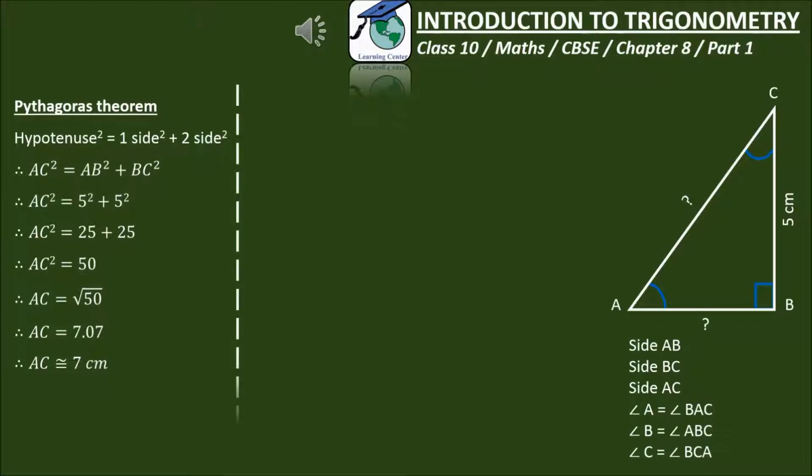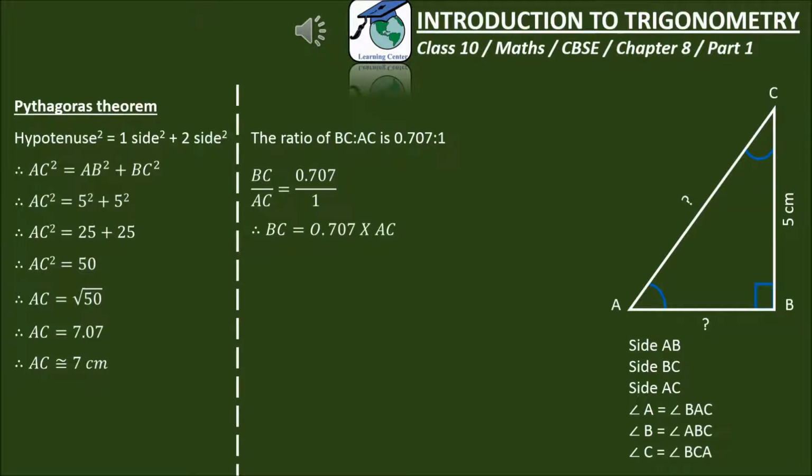This time, suppose that I know the ratio of BC to AC, and this ratio is equal to 0.707 to 1. Let us write this ratio in fraction form. So we have BC upon AC is equal to 0.707 upon 1. Therefore, BC is equal to 0.707 into AC. Let us put the value of BC. What is BC? 5 cm. So 5 is equal to 0.707 into AC.